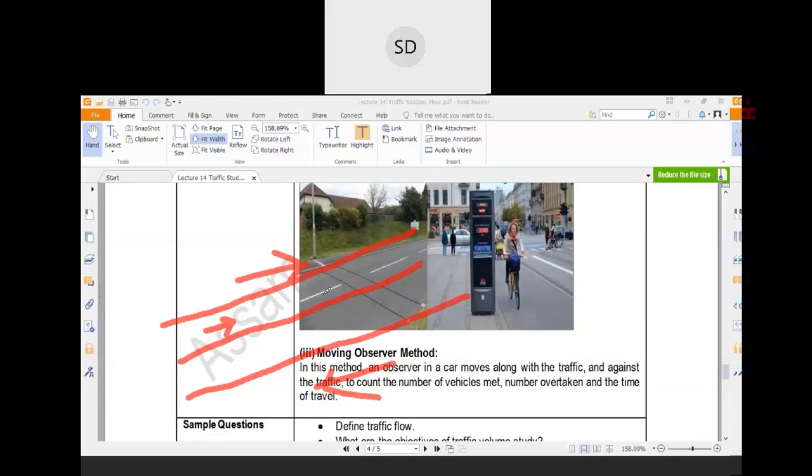He counts the number of vehicles which he crosses or overtakes. Similarly, again he will go in the other direction and count the number of vehicles which he overtakes or crosses. That would be within a particular period of time. That is called the moving observer method.